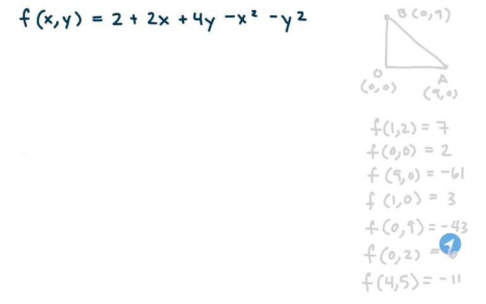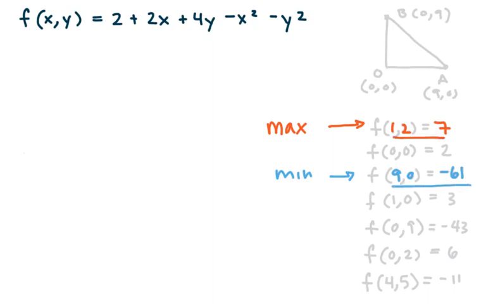So if we want to know the absolute max and the absolute min, we just have to pick the biggest and the smallest. My highest value, my max, is at this 7. And then my minimum, my smallest value, is at (9, 0). It's negative 61. So my ordered triple, (1, 2, 7), or (9, 0, negative 61).